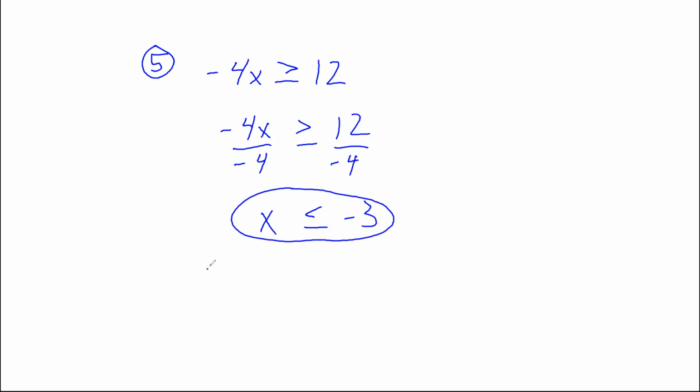The second part of my answer is going to be a graph. Here's 0. Negative 3 is over here. I'm going to have a closed dot, and it's going to the left because it's less than.